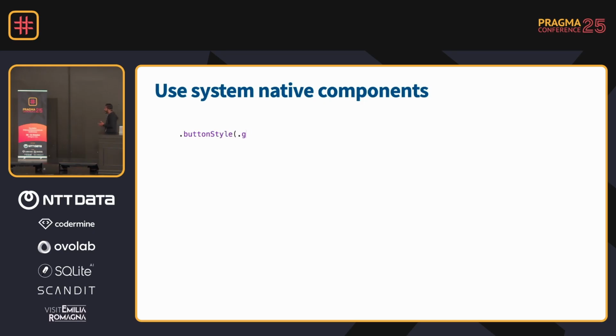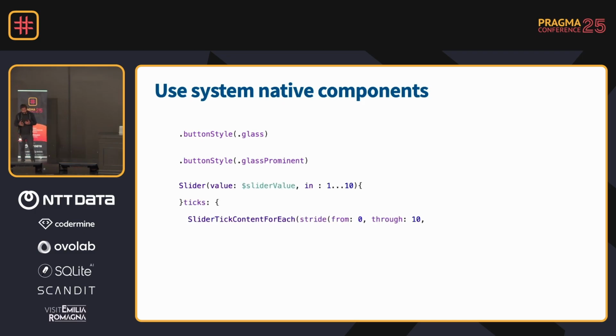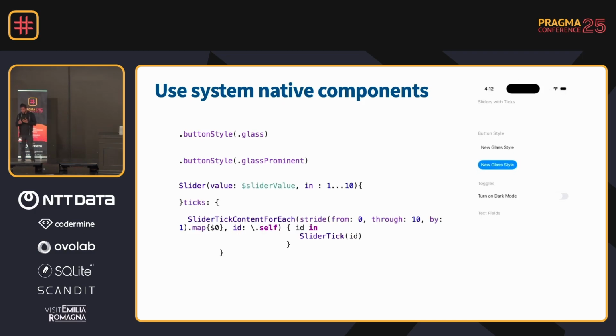Also, always try to use system native components. This time we have a couple of different system native component modifiers, especially for buttons. Buttons have two different modifiers called glass and glass prominent. In future slides, I'm going to talk about how to use these based on your context. Sliders now have slider tick content, and toggles, sheets, and all those things are natively converted to glass.